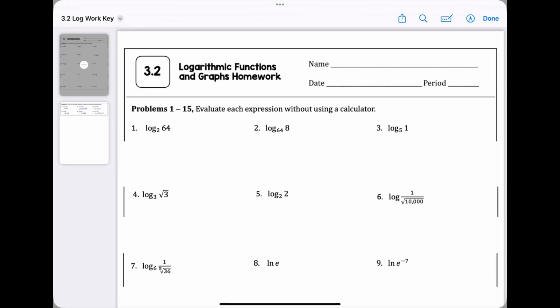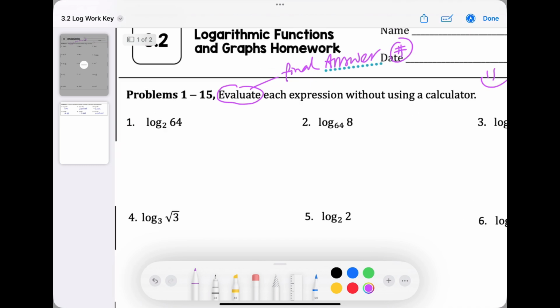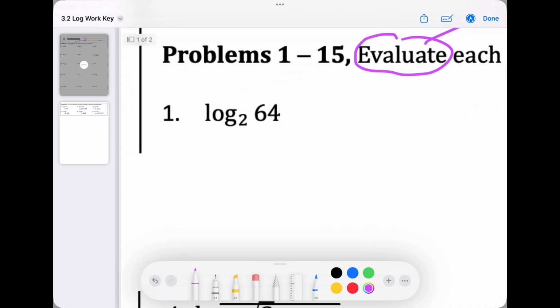Alright, in this video, we are going to talk about the solution of 3.2. As we mentioned last week, when you see the word evaluate, that means I would like to see the final answer. The final answer should be a number, okay? So now, no calculator, smile. What you see is what you got, all about the base.